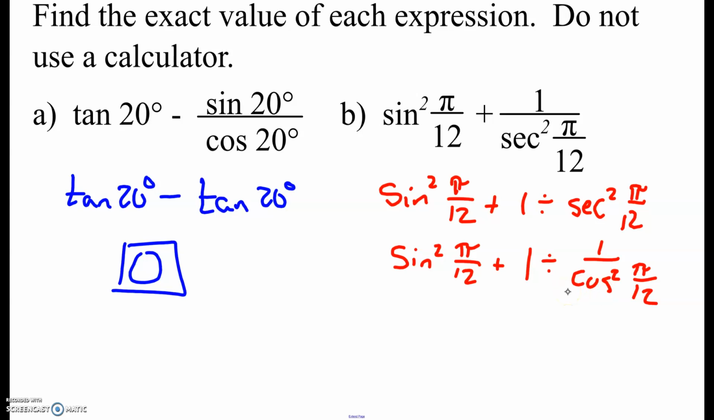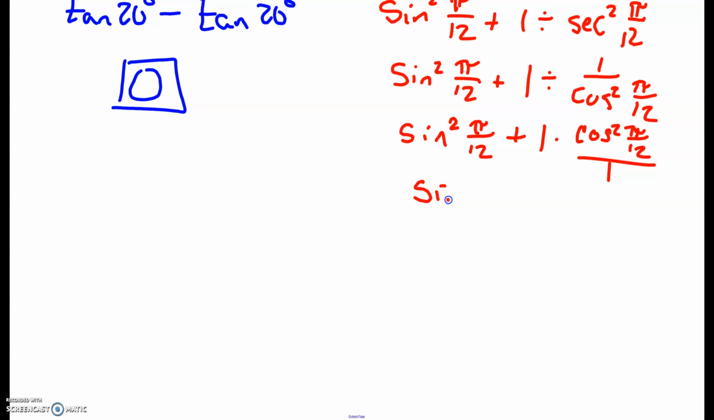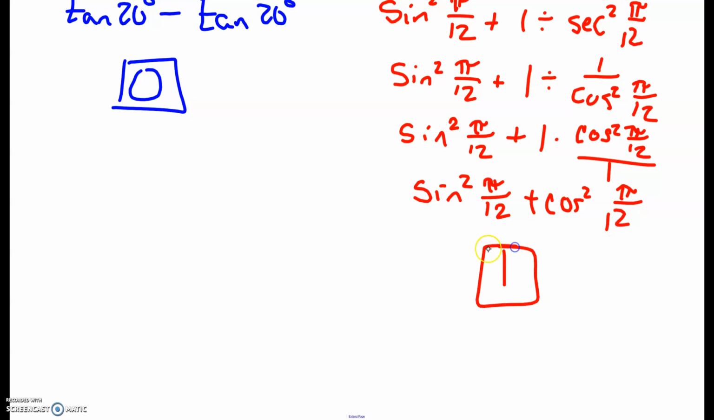And so if I change division to multiplication of the reciprocal, this would be then cosine squared pi over 12 over 1. And we would end up with sine squared pi over 12 plus cosine squared pi over 12. And again, this is one of our identities. Sine squared of an angle plus cosine squared of an angle is equal to 1.